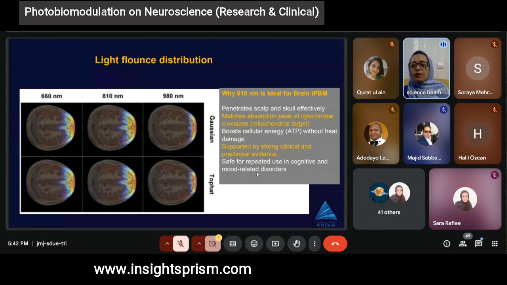It can penetrate the scalp and the skull effectively, and also because this wavelength is matched by the peak of the cytochrome C oxidase. It's a mitochondrial target, that is a kind of absorption. It's a photoreceptor in the mitochondria, and it can boost the cellular energy, I mean the ATP, and this wavelength is supported by strong clinical and preclinical evidence. And also it's very safe for repeated use in cognitive and brain disorders.